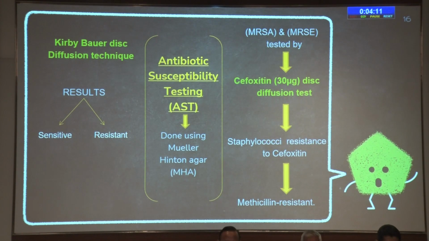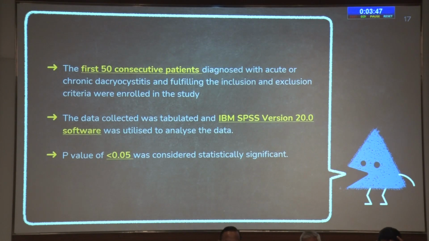This was followed by antibiotic susceptibility testing, which was done with Mueller-Hinton agar. The Kirby-Bauer disc diffusion technique was used, and the result was formulated as sensitive or resistant. For the methicillin-resistant Staphylococcus aureus and epidermidis, a cefoxitin disc diffusion test was done, and the staphylococci which were resistant to cefoxitin were labeled as methicillin-resistant. The first 50 consecutive patients fulfilling the inclusion-exclusion criteria were enrolled in the study.